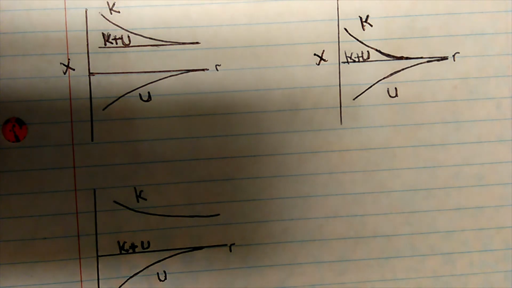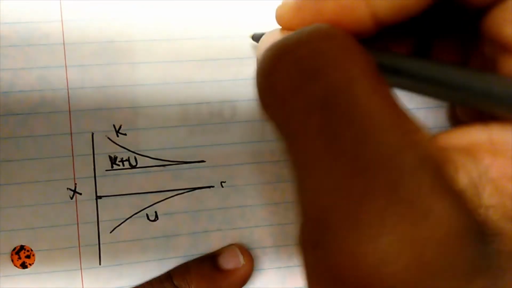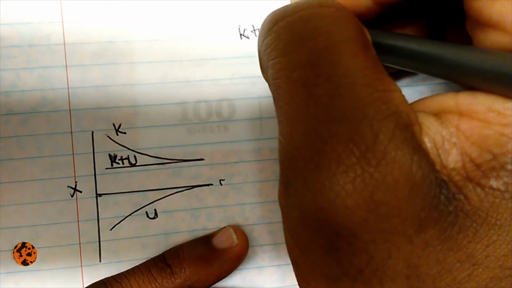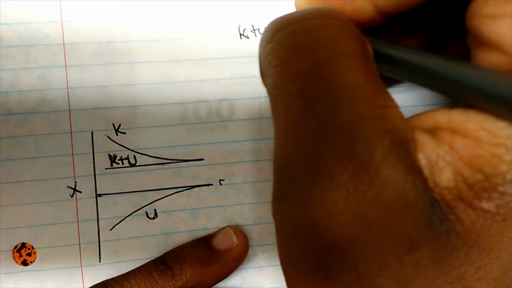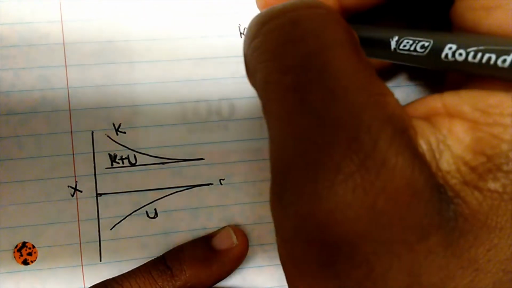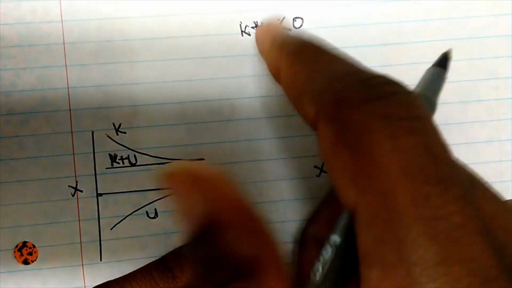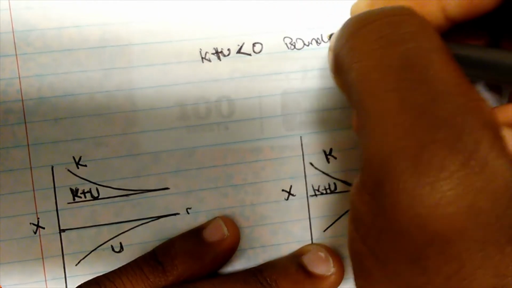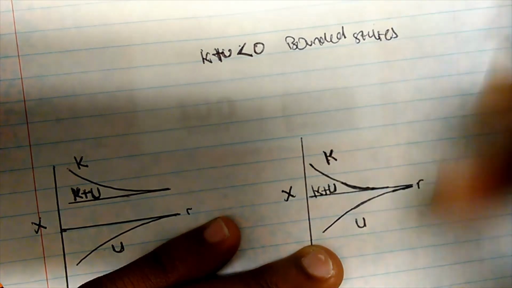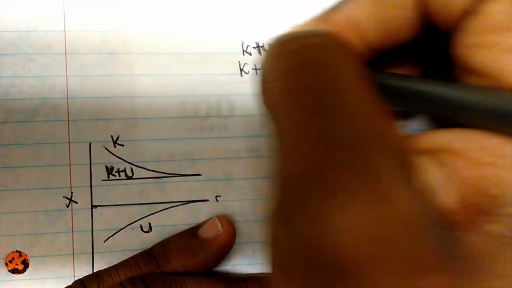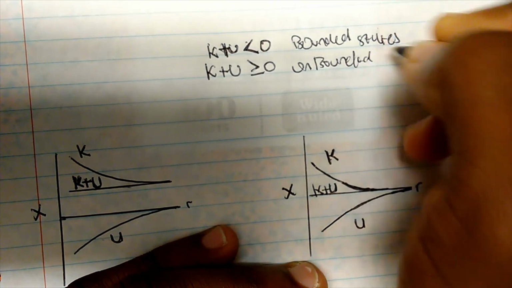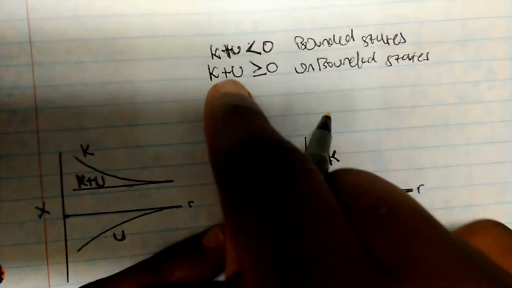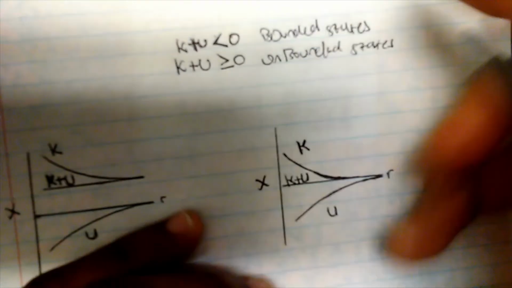Now, let me explain something here. We say a state is bounded when K plus U is less than zero. When your kinetic energy plus your potential energy is strictly less than zero, we say this is a bounded state, which means that you cannot escape. Now when K plus U is greater than or equal to zero, we say we're in an unbounded state, and thus we will escape. So notice when K plus U is greater than or equal to zero, we're unbounded, which means that we're going to escape.